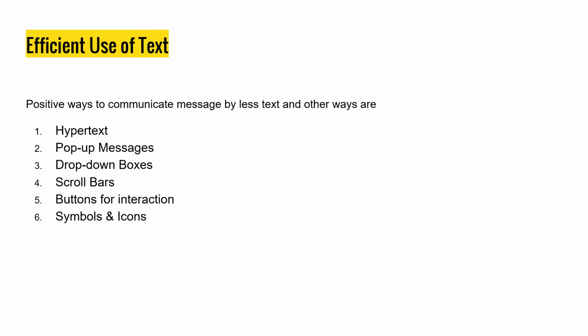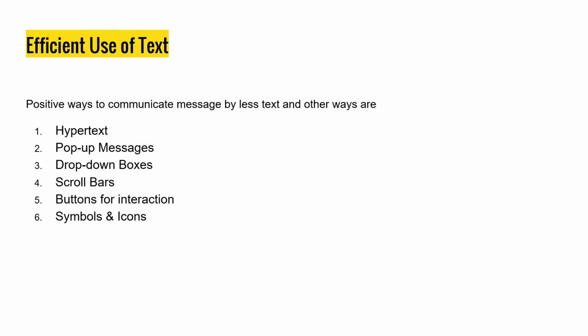Now, when we talk about web designing, there are a few considerations when it comes to utilizing text in designing a website. These are a few things that you can play with, or you can just add in your website. Let me explain first what are the things that you can actually use here. Number one, hypertext. I think I have explained before. Hypertext is basically hyperlink. We also have pop-up messages.